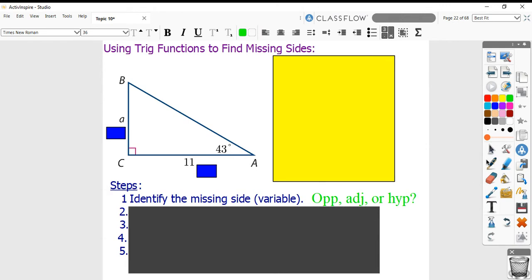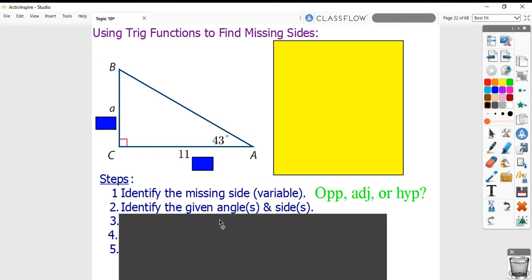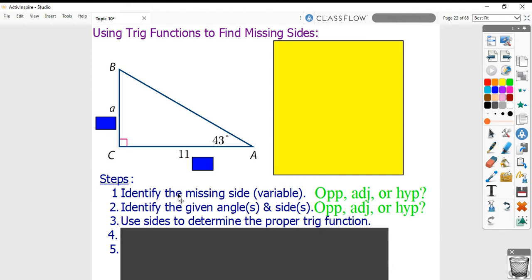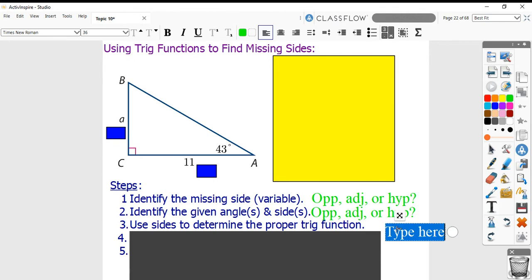The next thing we want to do is identify the given angles and given sides. And that's the same thing. This right here also applies to down here. What did they give us? Did they give us the opposite, adjacent, hypotenuse? What angle did they give us? Next thing we want to do, now that we know which sides we're going to be dealing with, is determine what trig function to use. So in this case, are we going to be using sine, cosine, or tangent?